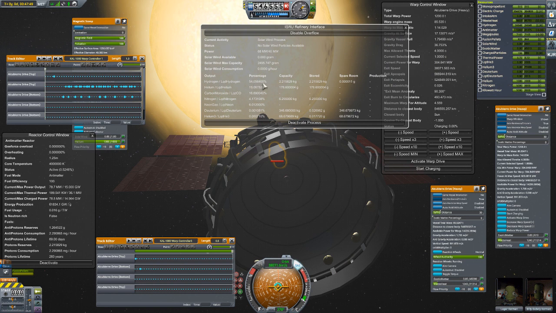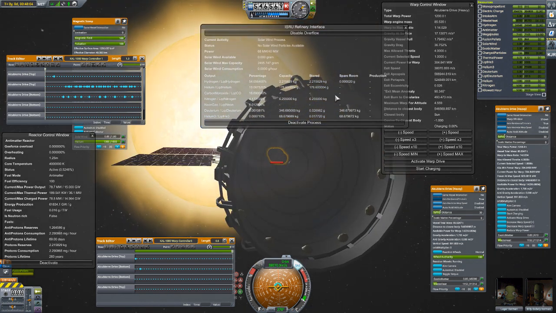So mostly it's going to be hydrogen popping out of there. Next is going to be helium. You're going to have some carbon and some oxygen and some nitrogen, and then neon, deuterium, and helium-3 in super small quantities. But hydrogen, helium, carbon, oxygen, nitrogen is what you would expect from stars, and that's what you're getting out of the process. With the amount of solar wind that we had, we were processing it pretty quickly.